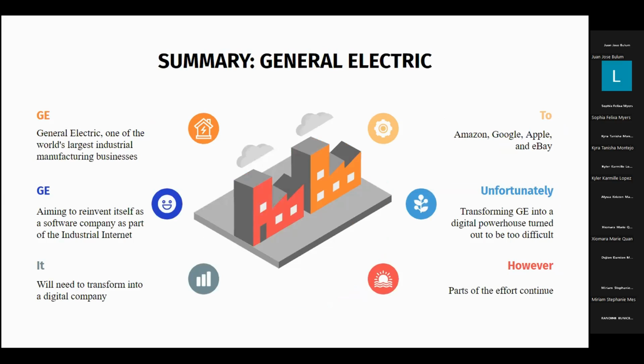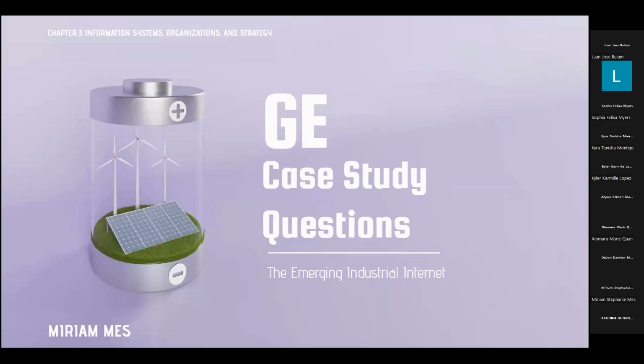It will need to transform itself into a digital company similar to Amazon, Google, Apple, and eBay. Powerhouse turned out to be too difficult to accomplish, although parts of the effort continue. So now we'll move on to the case study questions.